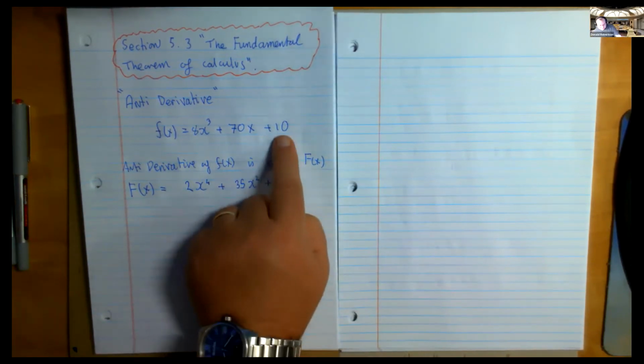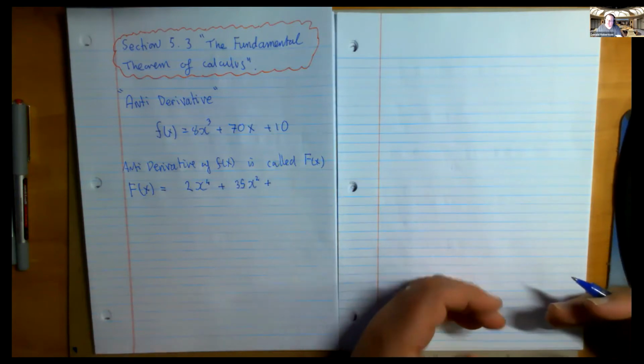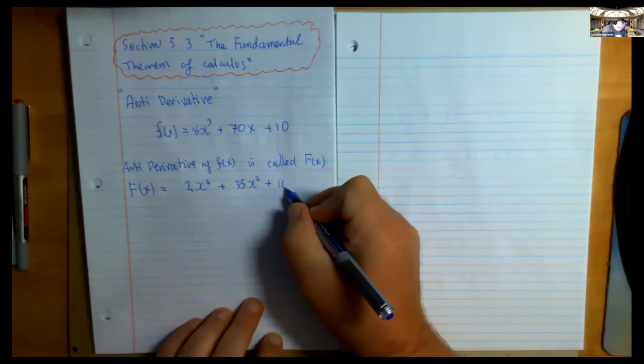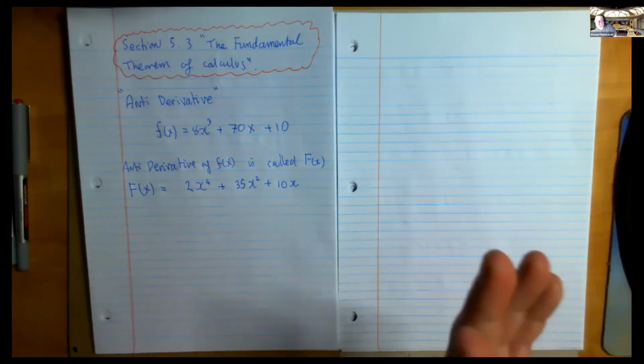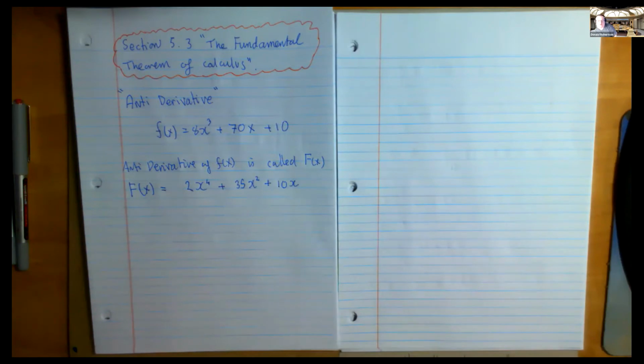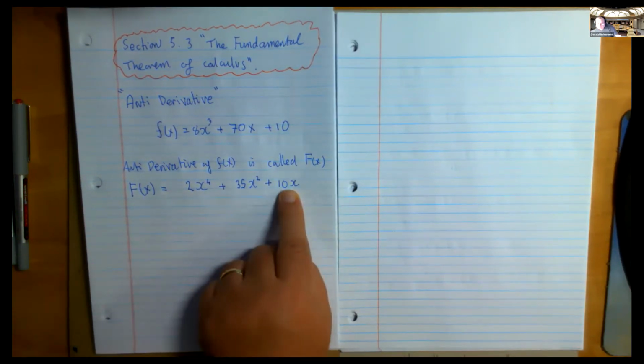Now, the derivative is going to be 10. So I need to know what function I need to start with that you would end up with a derivative of 10. And that's probably the easiest of the three, isn't it? 10x. If you ended up with 4, it would be 4x. If you ended up with 20, it would be 20x. This process is called finding the antiderivative.